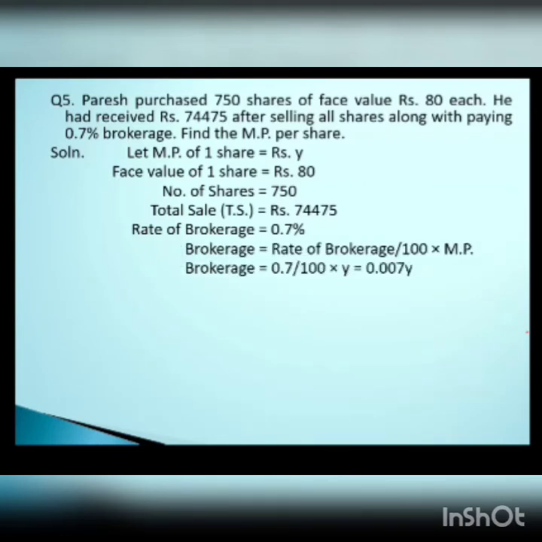Yes, it is perfectly correct. I mean brokerage equals 0.007y. That is very correct. So after you get this, we will move ahead, and in the next part we are going to calculate selling price per share. So go with the formula of selling price per share and write down your answer in the chat box.